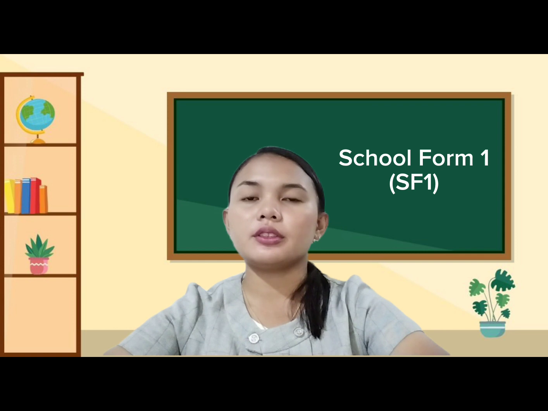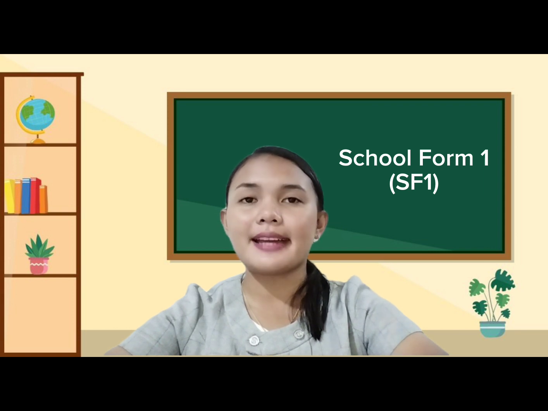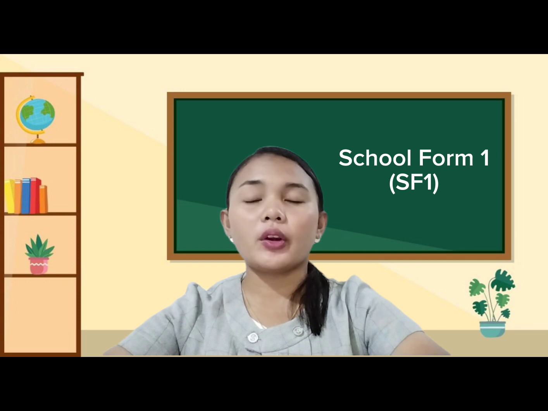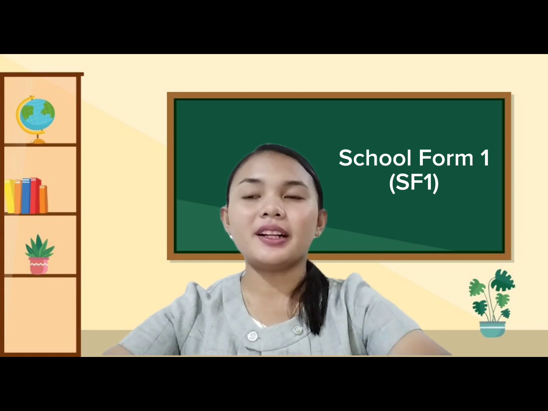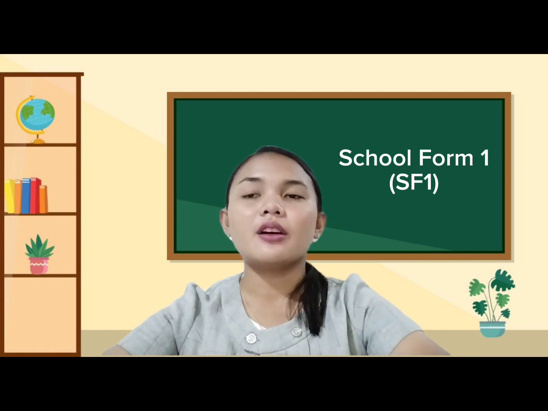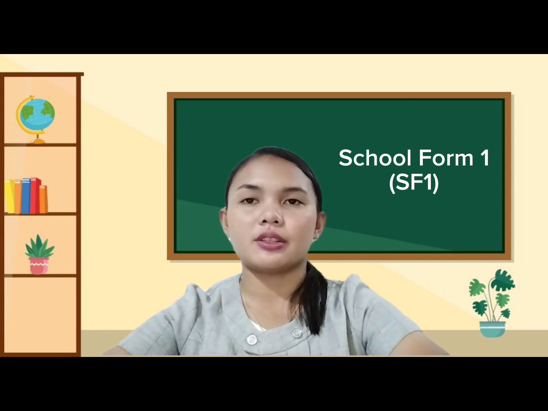The registrar ensures that the information on the SF1 is accurate and complete. Number 4, we have the SF1 is then submitted to the school head for approval and signature. The school head ensures that the SF1 is in accordance with DepEd guidelines and policies. Number 5, the SF1 is then submitted to the division office for encoding and consolidation.